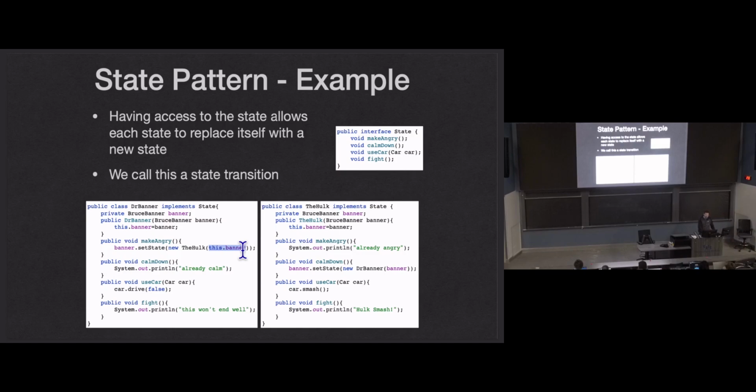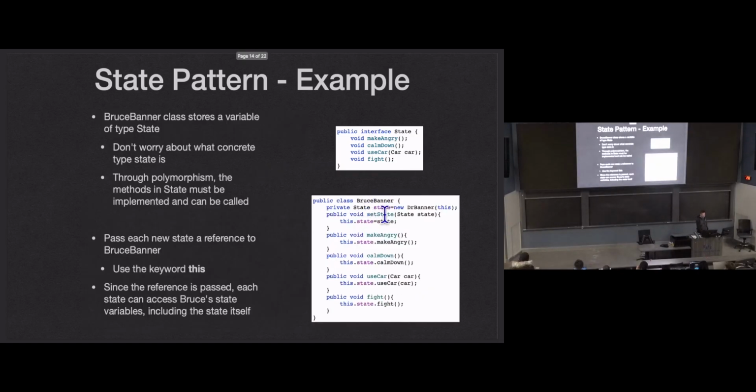So after make angry is called, when we're in the Dr. Banner state, we're going to transition to the Hulk state by replacing the variable controlling the state with an instance of the Hulk. And the Hulk and Dr. Banner both implement state. That variable is of type state. So it's a valid assignment through polymorphism.